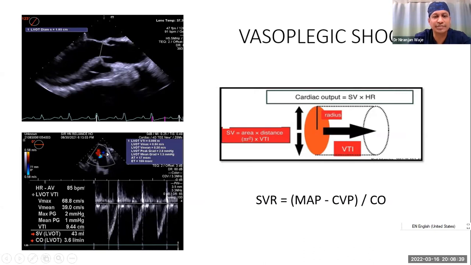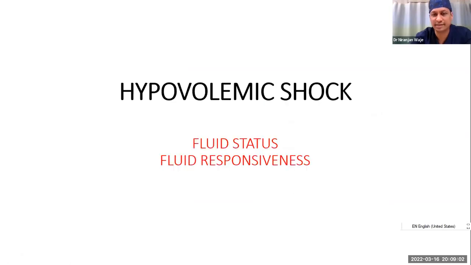We choose the deep transgastric view because we need perfect alignment along the flow for better accuracy. In this view, the flow across is exactly parallel to the cursor, and that is why this view is selected. The tracings here are the VTI, velocity time integrals, which I'll speak about in subsequent slides.